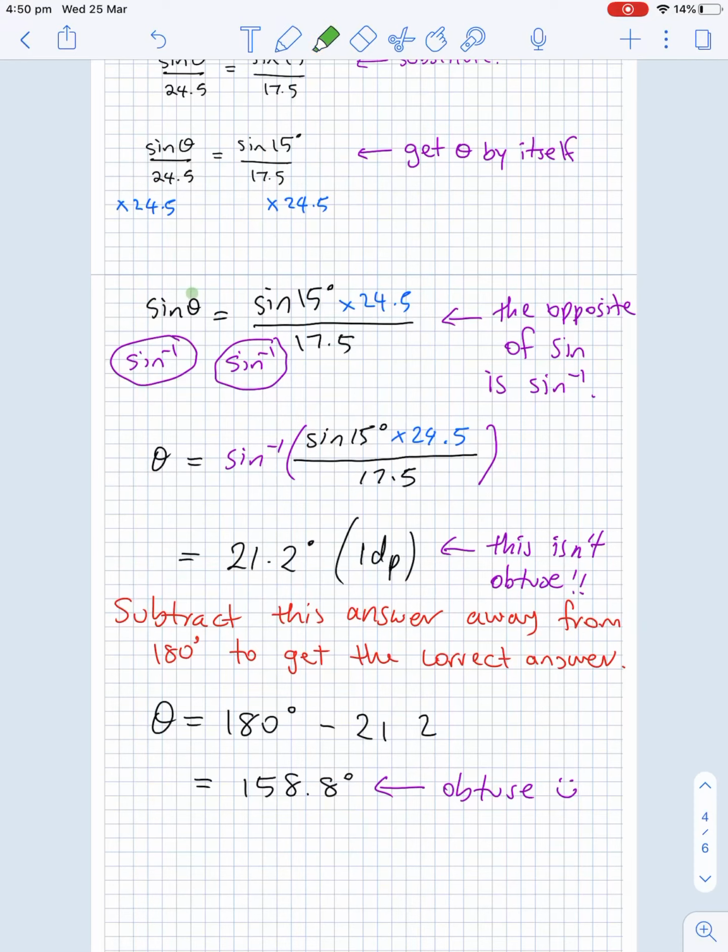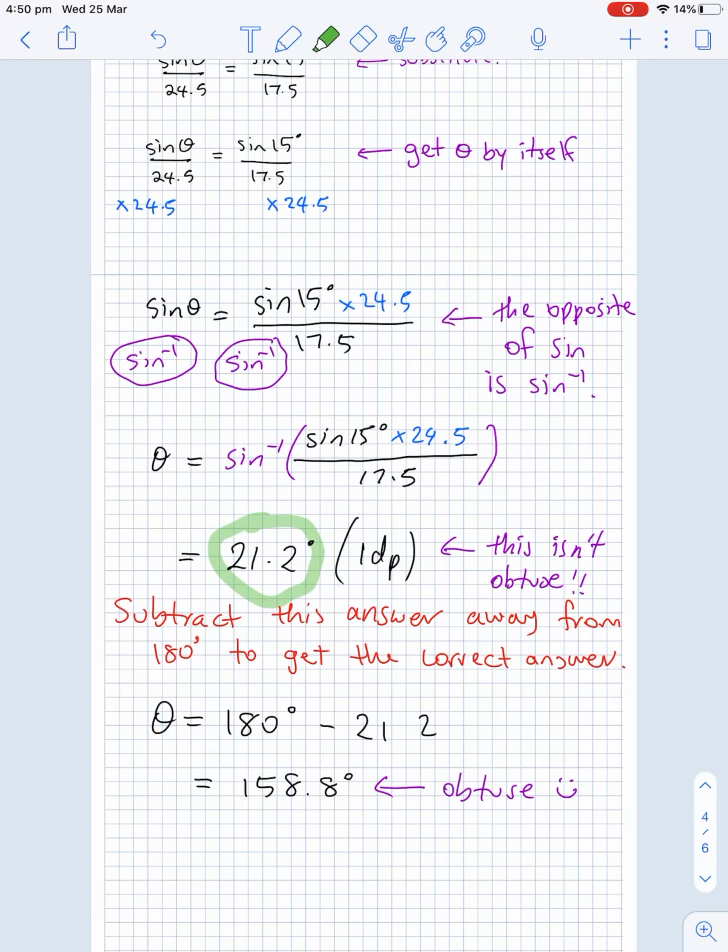And now we think to ourselves, we still want to get theta by itself. We have to somehow get rid of the sine. The opposite of sine is sine minus 1. So we do that to both sides. Okay, so that will get our theta by itself. And the way to write this is you need to have this sine minus 1 theta. That needs to go at the start. And then all this stuff just goes straight into those brackets in your calculator. So when you do that, you end up getting 21.2 degrees for your theta.